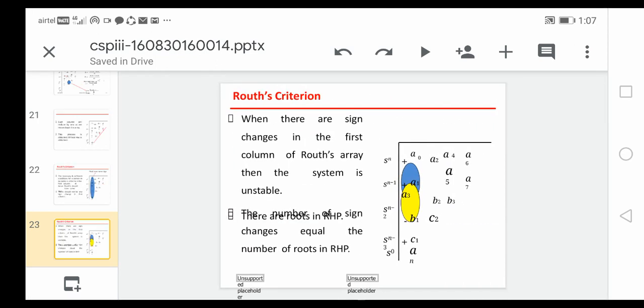For example, in this case we have in the first column a0, a1, a3, minus b1. How many sign changes are there? From a3 to minus b1, and from minus b1 to c1. That means two sign changes are there, so the system is unstable.